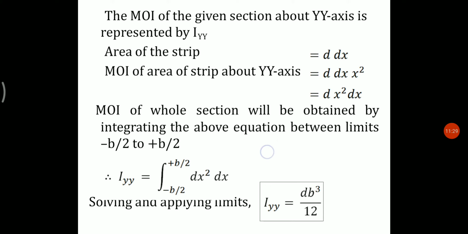Now if we want the moment of inertia of entire section, we have to integrate between the limits minus b by 2 to plus b by 2, and integrating and solving and also applying the limits, we will get Iyy as d b cube by 12. So similarly we can also determine the moment of inertia of different sections from the first principles.